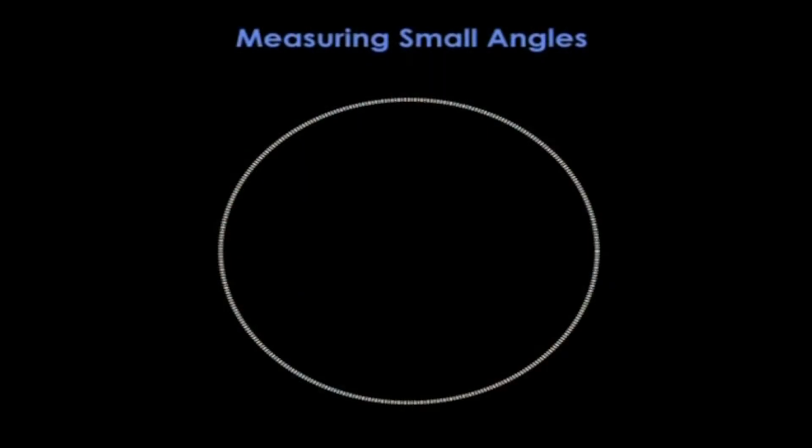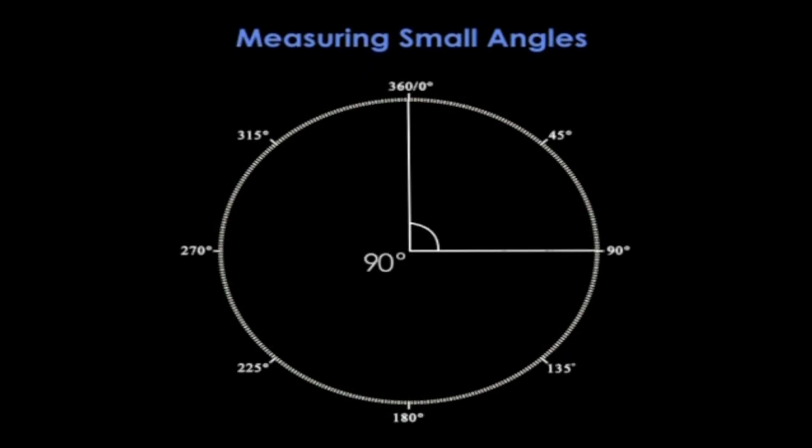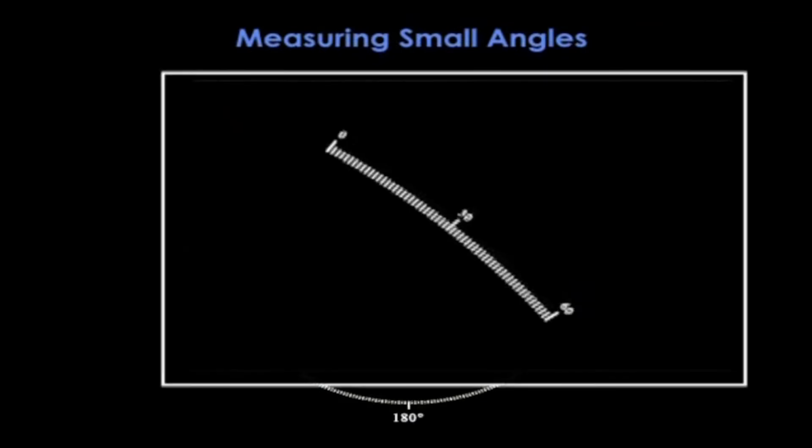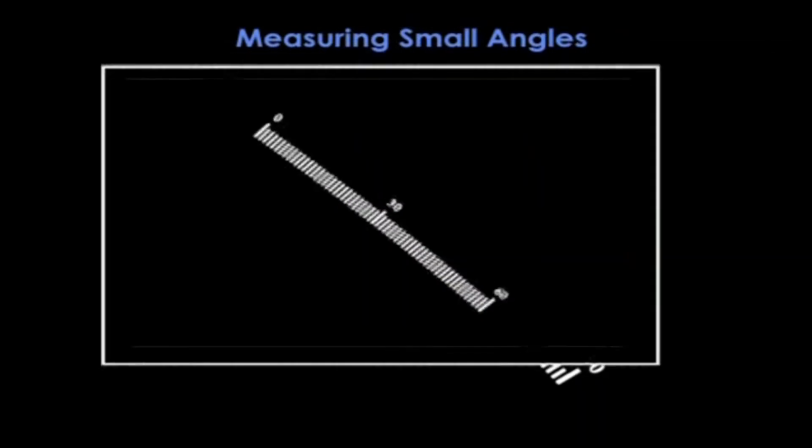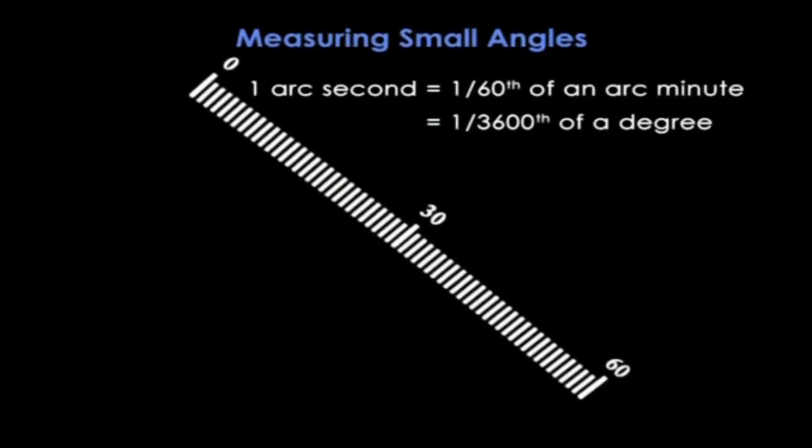Now, for reasons that will become apparent shortly, astronomers often work with extremely tiny angles. So let's just look at those briefly now. We're all familiar with degrees, 90 degrees in a right angle, so 1 degree is already pretty small. Now, if you need much smaller angles, then an arc minute is a 60th of a degree, and an arc second is a 60th of an arc minute, which is a 3,600th of a degree.